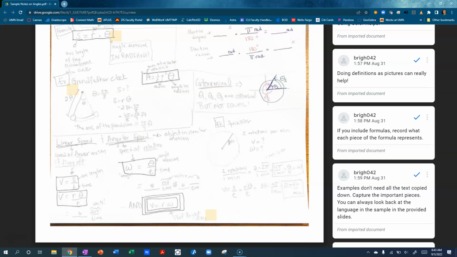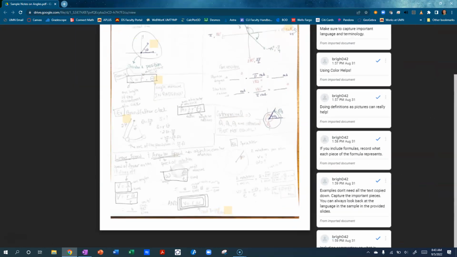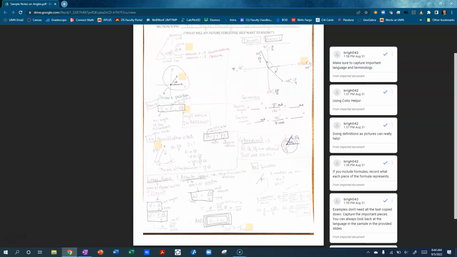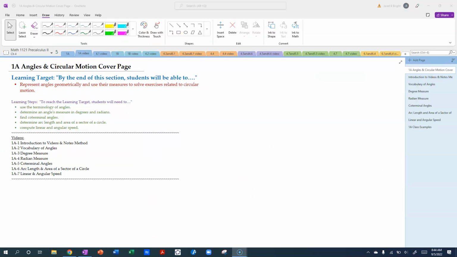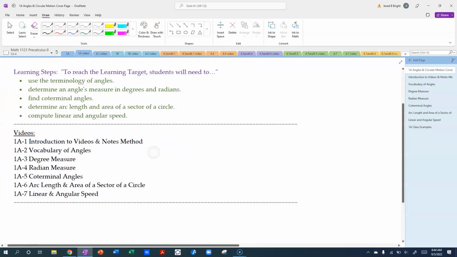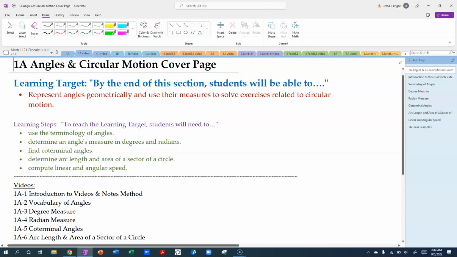So that's what I would suggest for notes, and notice that I got it all on one page, so I encourage you to do that. One final thing I want to draw your attention to: as you're beginning your notes and watching videos, always make sure that you're aware of what you need to know.